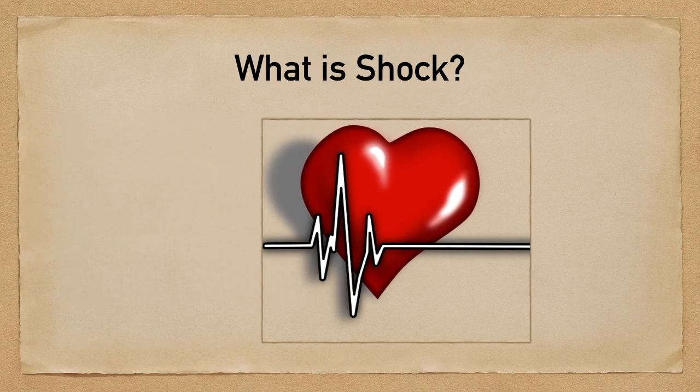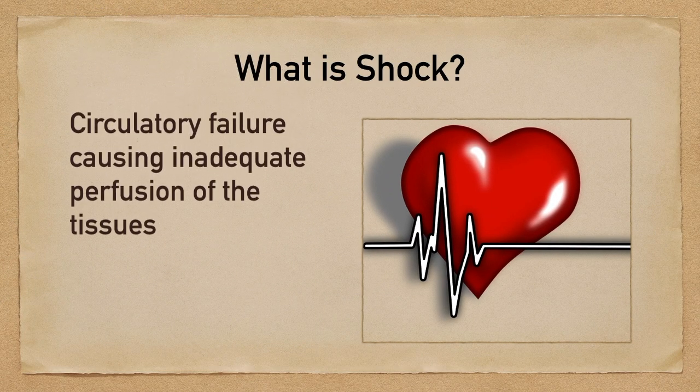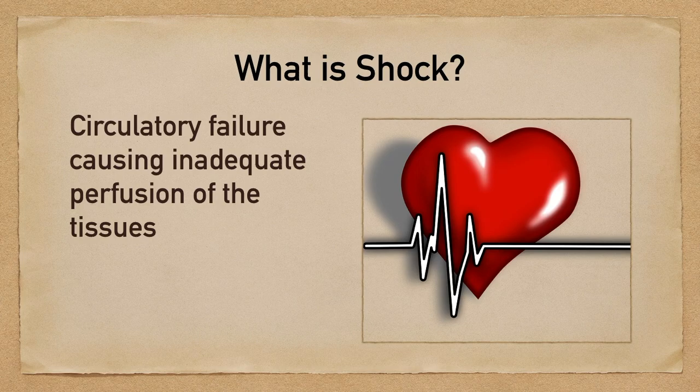First, we have to ask ourselves, what is shock? Shock is circulatory failure causing inadequate perfusion of tissues and organs. What this means is that there is some underlying process going on in the body that's preventing us from delivering adequate oxygenated blood to tissues and organs. And this can lead to things like tissue hypoxia, cell death, and eventually organ failure.